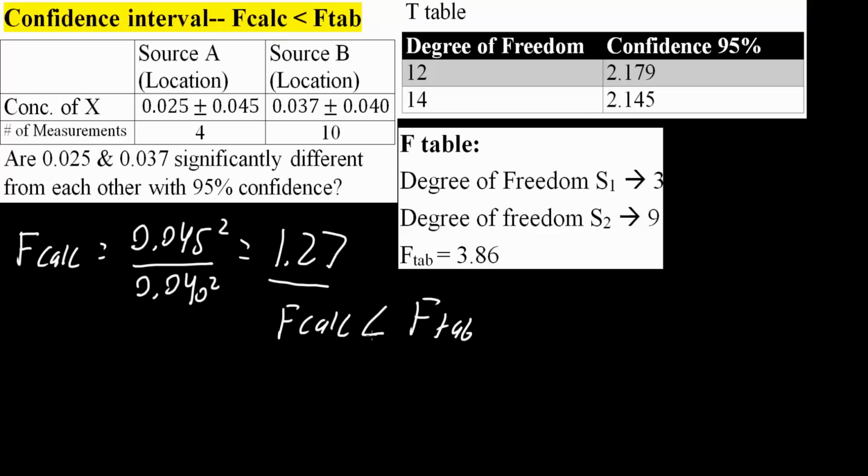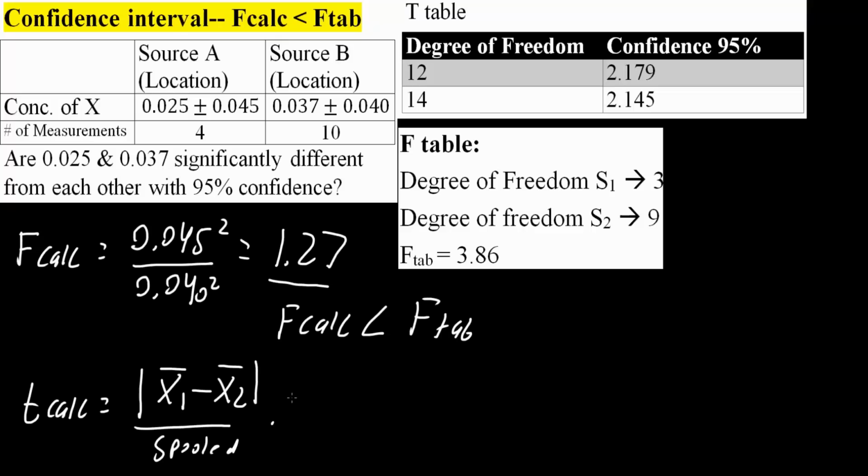Because of this, the way we solve this problem is a bit different than had Fcalc been greater than Ftable. So let's do this. There are two formulas that we will use whenever Fcalc is less than Ftable. The first formula is Tcalc, which is equal to the absolute value of x1 minus x2, divided by spooled, times the square root of n1 times n2 divided by n1 plus n2.